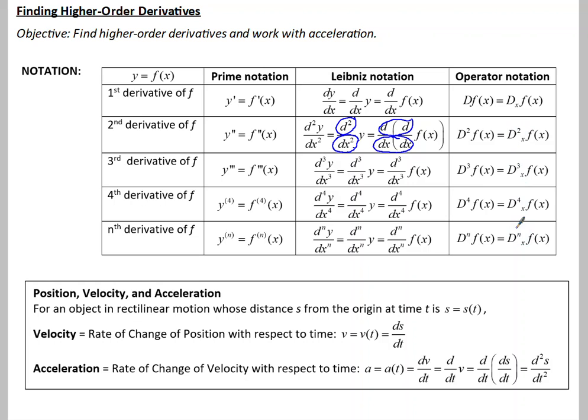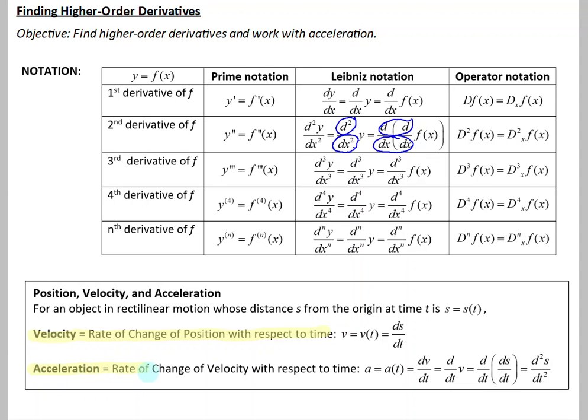Applying higher derivatives would be for position, velocity, and acceleration. For an object in rectilinear motion whose distance s from the origin at time t is s equals s of t, we remember that velocity means the rate of change of position with respect to time. Therefore, v, or v of t, v as a function of t, equals the derivative of position with respect to time, or ds dt.